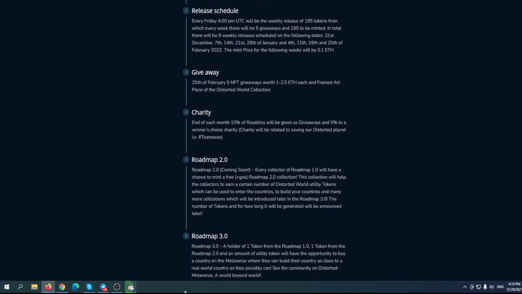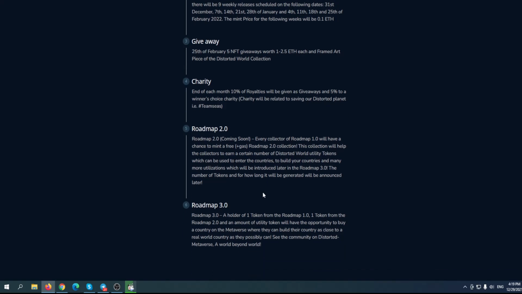Roadmap number 2 coming soon. Every collector of roadmap number 1 will have a chance to mint a free plus gas roadmap 2.0 collection. This collection will help the collectors to earn a certain number of distorted world utility tokens, which can be used to enter the countries, to build your countries, and many more utilization, which will be introduced later in the roadmap 3.0. The number of tokens and for how long it will be generated will be announced later.